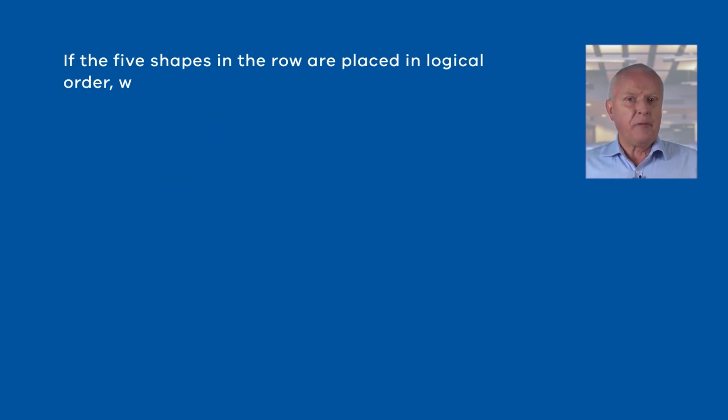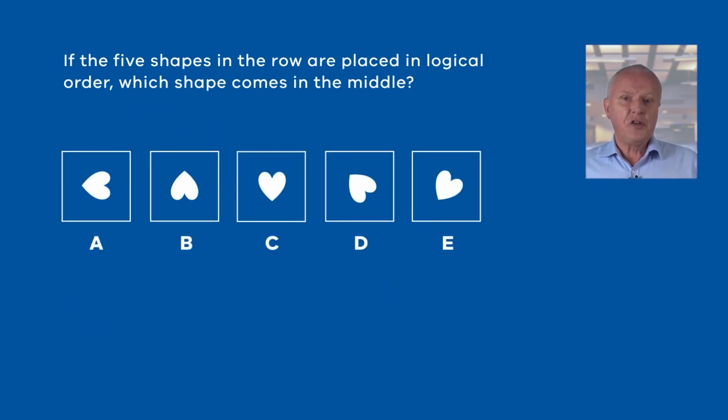In this next type of question, 5 shapes are shown. You need to place these in logical order so that you can identify the one in the middle. Looking at the 5 shapes, we can see that the heart is rotating. One way to find the correct shape is to number the shapes from 1 to 5 in the order that they are rotating.